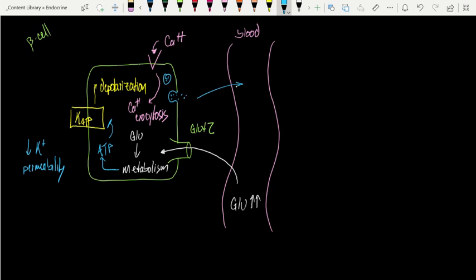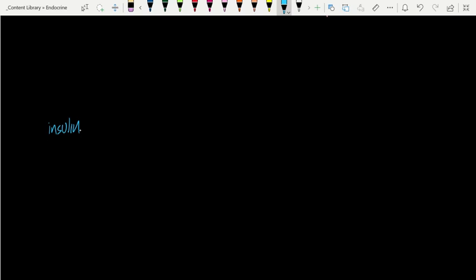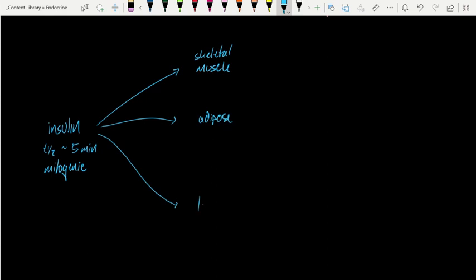Now, one thing we haven't talked about yet is glucagon and how glucagon, in many ways, is antagonistic to insulin. The signaling mechanisms are actually very similar, so we don't need to detail those. But let's see if we can sum this up in a cartoon. So insulin, it's a protein hormone. It's got a fairly short half-life of around 5 minutes. And remember, it's mitogenic, meaning it causes cells to grow. Now, the 3 key ways it's doing this are acting on skeletal muscle, adipose, and the liver.